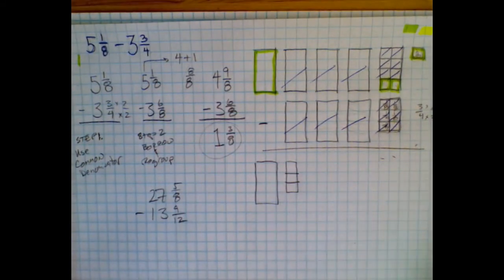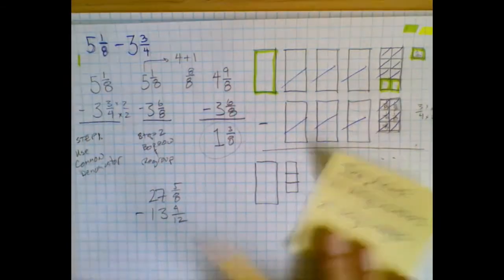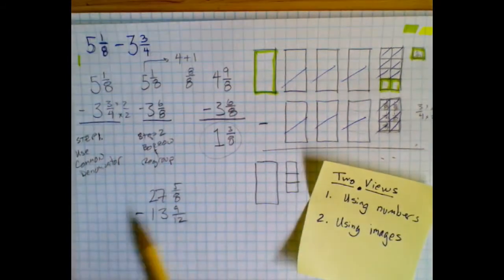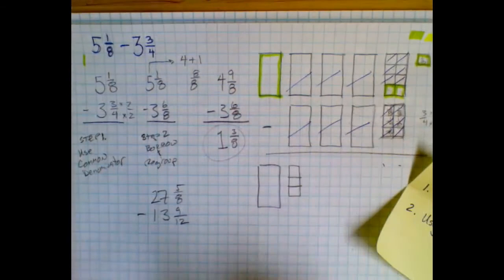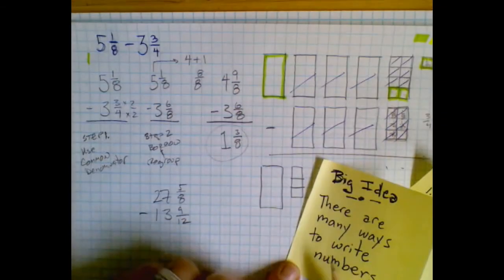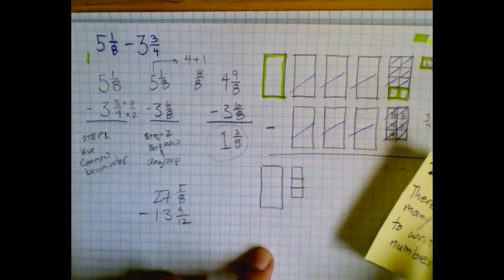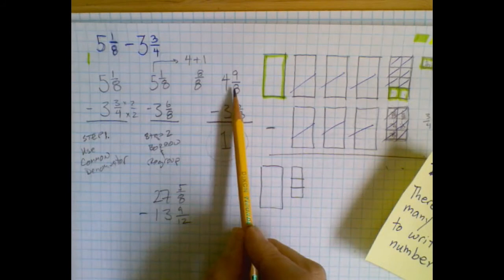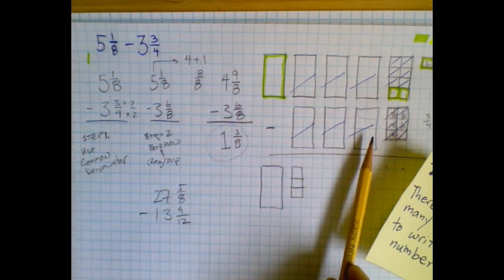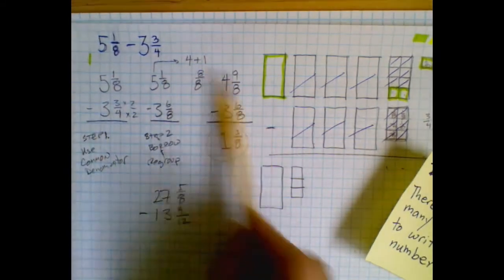So there are your 2 views, one with numbers, one with images, right? And it certainly illustrated our point that there are many ways to write numbers. We rewrote the numbers with different denominators. We even borrowed so we could rewrite the numbers. And then we even rewrote them with pictures. But we all have to learn this form.